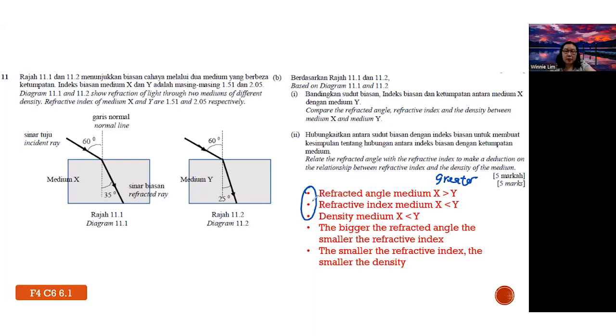Based on these three statements, you relate the refracted angle with refractive index. Obviously you see the relationship: when X is bigger for refracted angle, refractive index is smaller. So you can say the bigger the refracted angle, the smaller the refractive index. For the last idea regarding refractive index and density, you can use directly proportional. The fourth point, you can use inversely proportional. The last point, you can use the term directly proportional. So we finish the part for comparison.